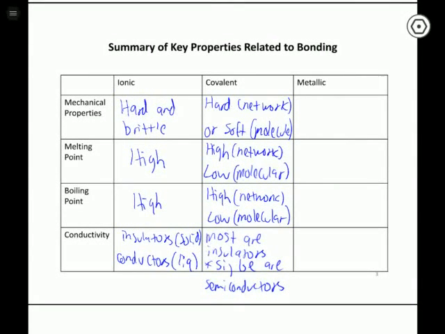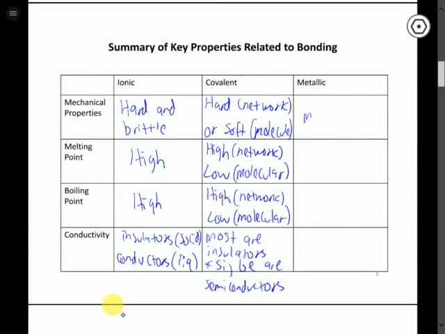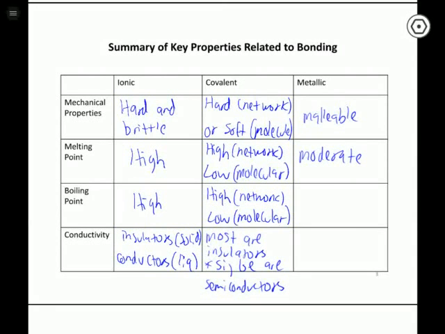All right, and then finally the metallic compounds. We saw that from a mechanical standpoint they're malleable. As we talked about, that means they can be bent and distorted. Melting points, if we're using very qualitative terminology, would be moderate. So the metallic bonding doesn't hold the atoms in place nearly as rigidly as ionic bonding does. That relates to the mechanical properties as well.